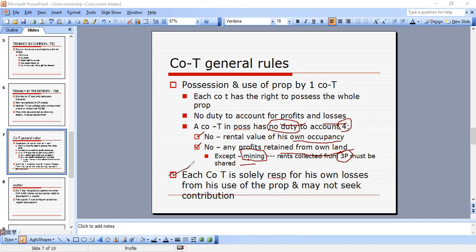So that's important. A co-tenant has no contribution for his own losses from his use of the property, and cannot seek contribution from the other co-tenant. You do have to remember that there's no duty to pay rental value for his own occupancy, and no duty for any profits retained from the land, except if it's something like mining, then they do have to share, and the other can seek contribution. Rents collected from a third party they do have to share with the other co-tenant, or that co-tenant may seek contribution as a remedy. Those are a lot on MBEs. Rules just need to be memorized on how to use those.